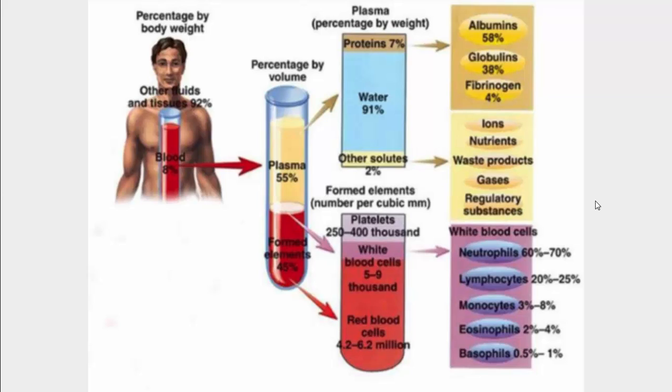Our blood makes up about 8% of our body by weight. If we were to look at that blood more carefully, we would see that it's not just a red liquid. It's made of several components. The liquid part is called the plasma, and it's about 55% of the blood. The rest of it is the other parts, 45%. If we look at the plasma, most of that is water with some dissolved proteins and other solutes. If we look at the formed elements of the blood, we have red blood cells, white blood cells, and platelets.